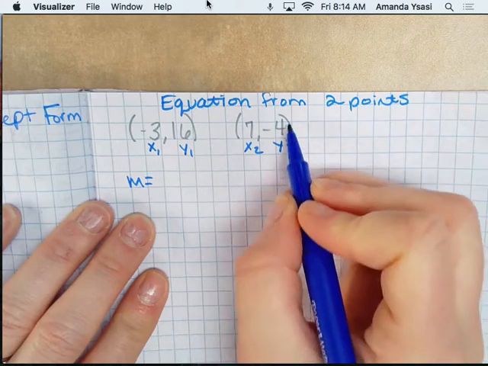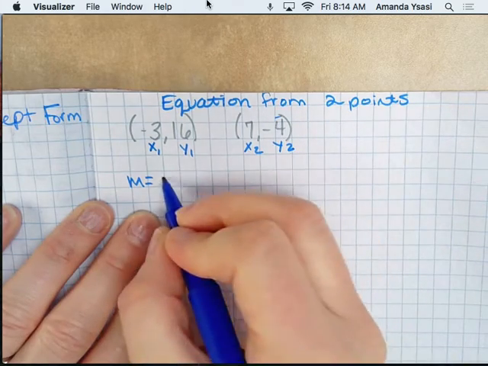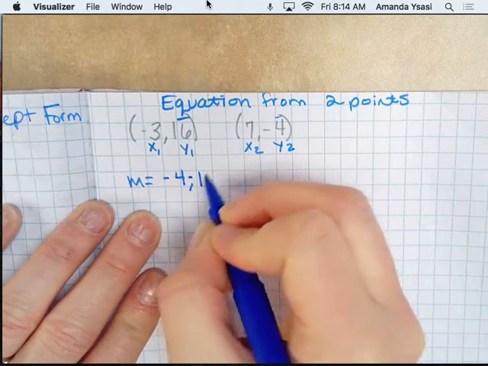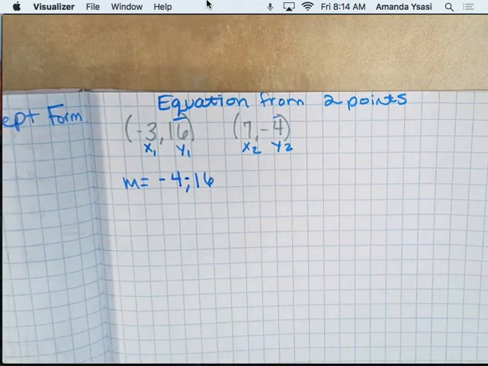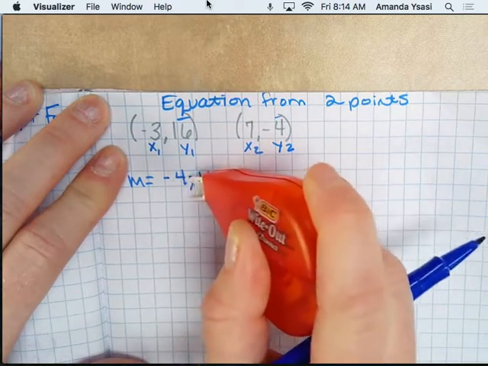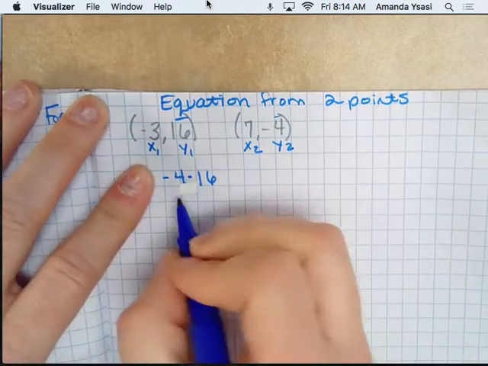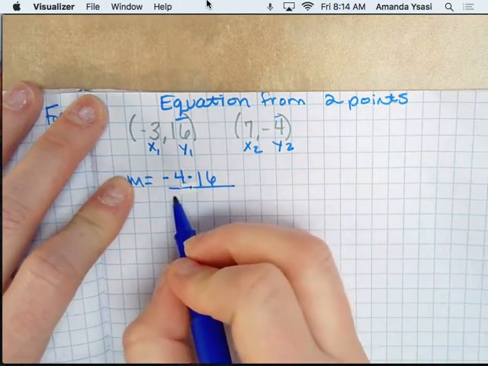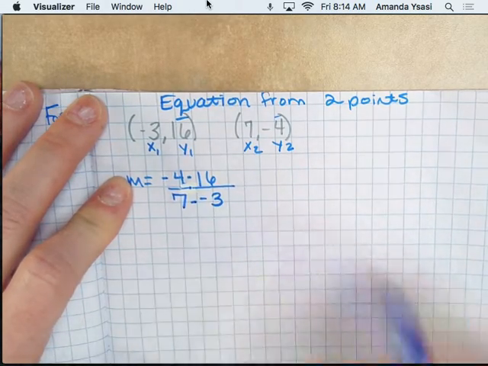So y2, negative 4, minus y1. I don't know why I put a comma there. It should have been minus. And then x2, so 7 minus a negative 3.